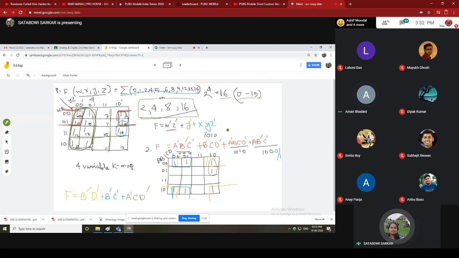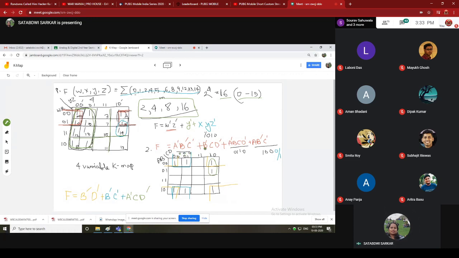So this is the minimum form from this 4 variable K-map. Our expression may be in this format also, that is A, B, C, D. See here, we have put these values of M's. So what is the value of A, B, C? We don't know. First we have to find out the value of A bar, B bar, C bar. So it is 0, 0, 0.